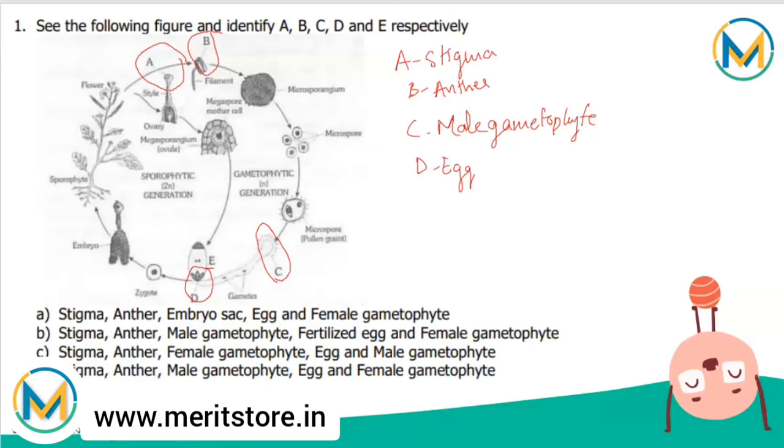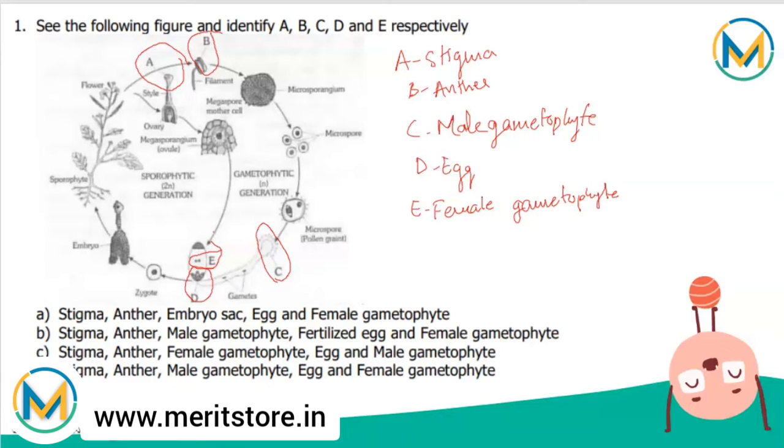And the last, this part E, is the female gametophyte. The female gametophyte, also referred to as embryo sac or megagametophyte, develops within the ovule, which in turn is embedded within the ovary of the carpel.